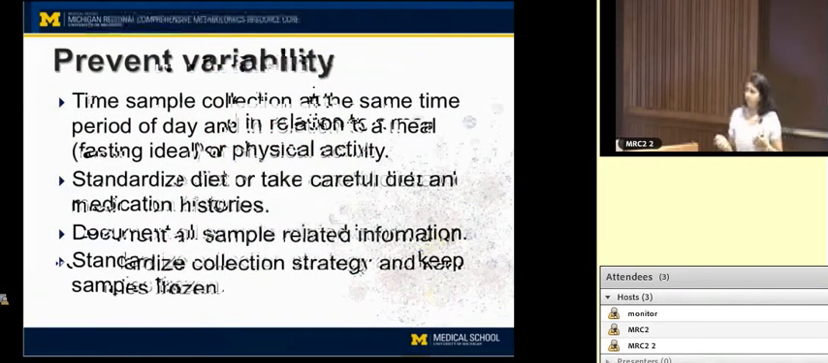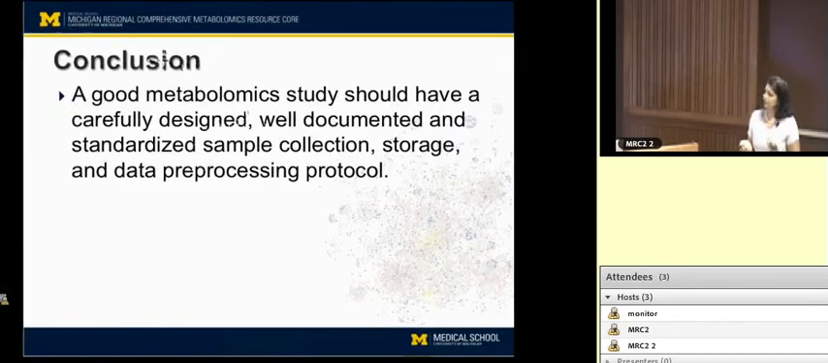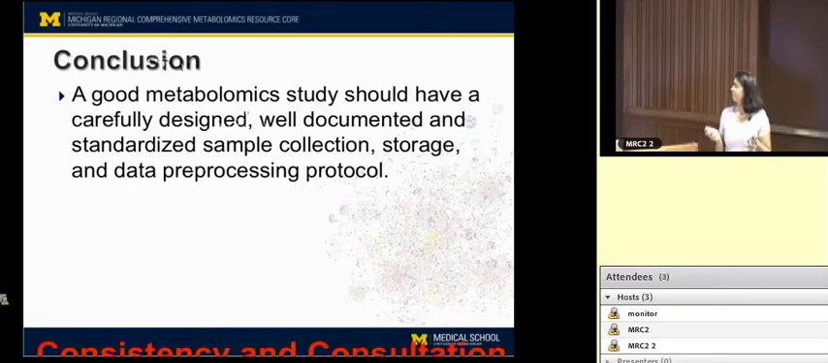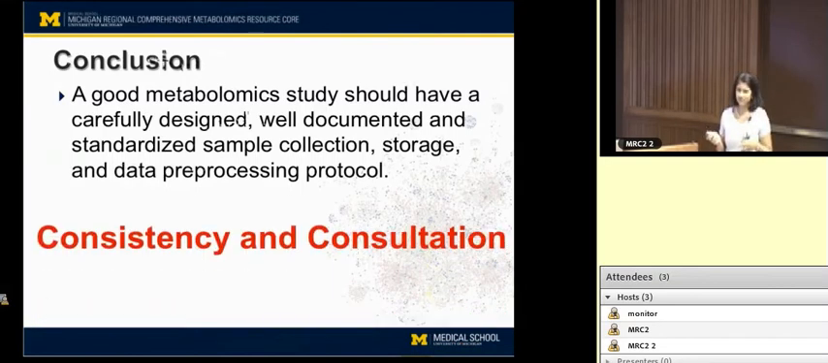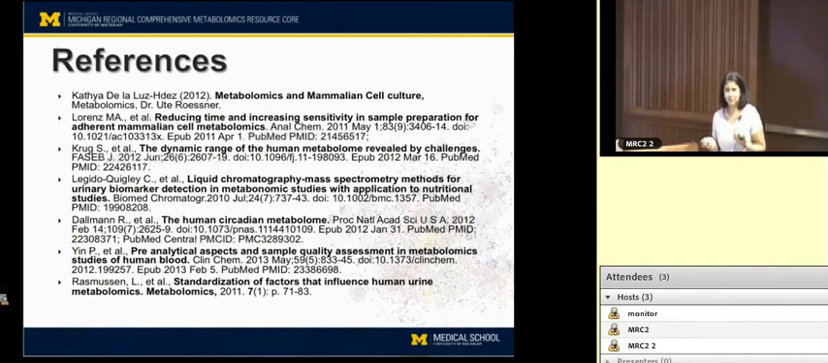So I hope I've convinced you to time your sample collection and be consistent with the timing of the sample collection, standardize diet and medication history, document all sample-related information so that you have that available for statistical inference later, standardize collection strategies, and keep them frozen. So in conclusion, a good metabolomic study design will have a well-documented, well-considered study plan and a standardized protocol. And if you got anything out of this half-an-hour lecture, I hope it is consistency and consultation with the core. And these are my references. I can take some questions right now.